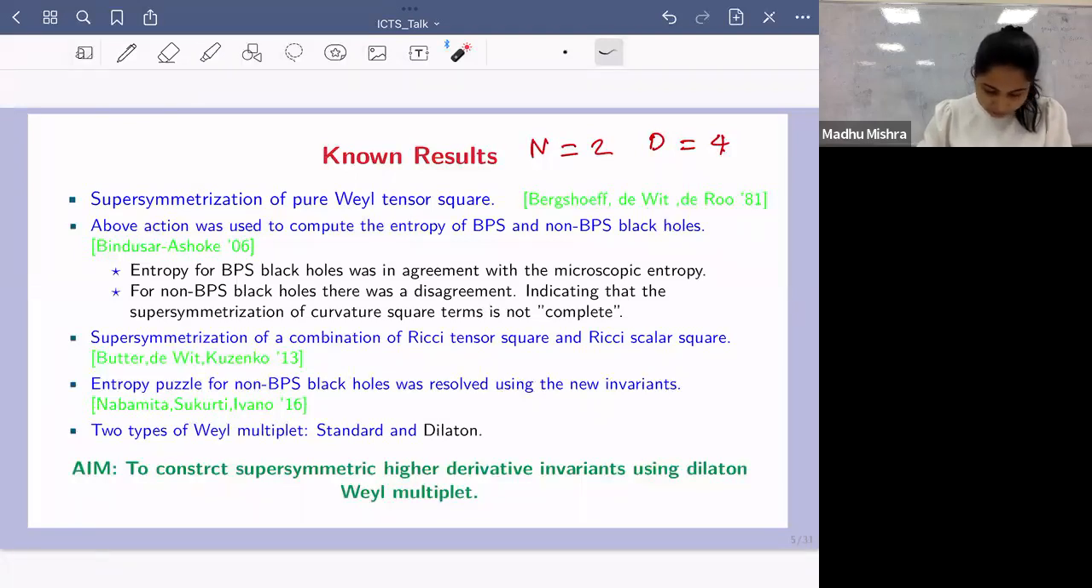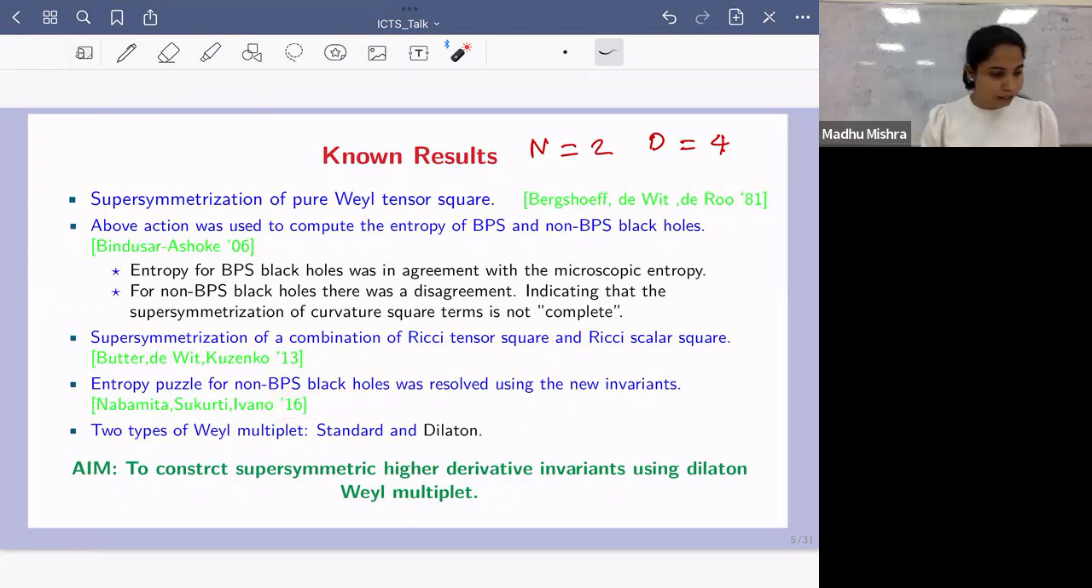And it also indicated that the supersymmetric curvature square term is not complete. And by not complete, I mean that the 4D Weyl tensor square action does not contain all the terms which would come from the dimensional reduction of a 5D curvature square action. And almost 7 years after this puzzle, in 2013, a new supersymmetric higher derivative invariant was obtained as a combination of Ricci tensor square and Ricci scalar square, which resolved this non-BPS black hole entropy puzzle in 2016.